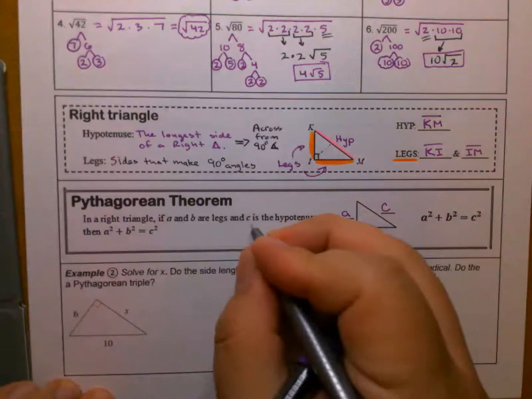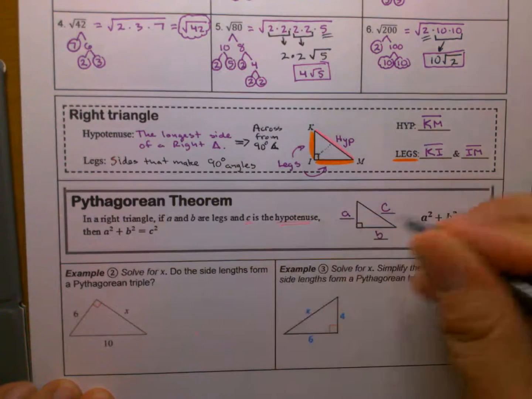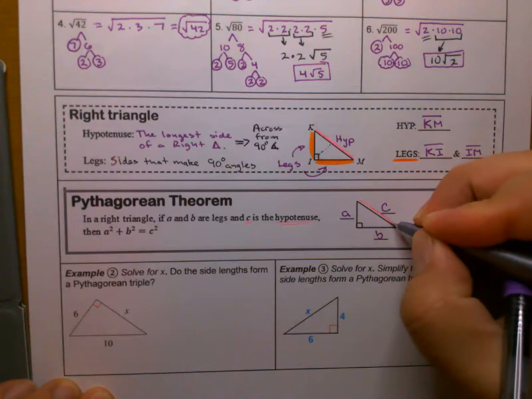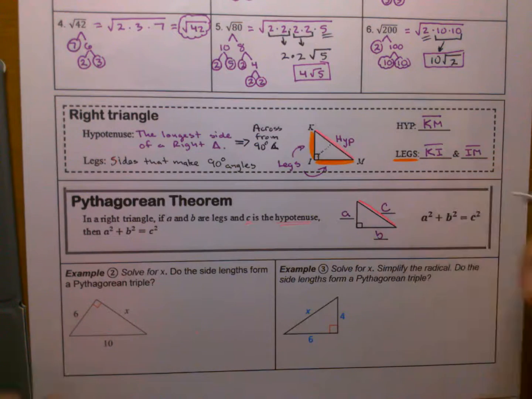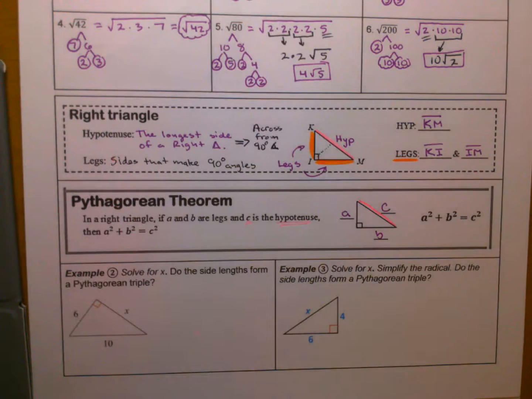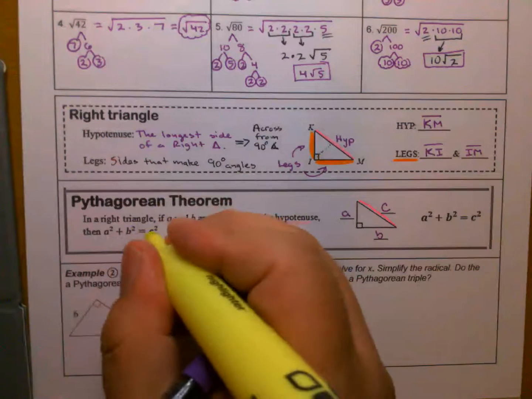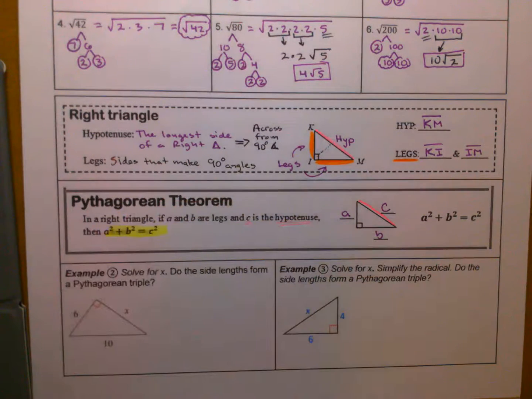The letter C is the hypotenuse, they said. So that's why we're writing that over here, right across from the 90. So we have to recognize it. And then here comes the Pythagorean theorem, which says A squared plus B squared is equal to C squared.